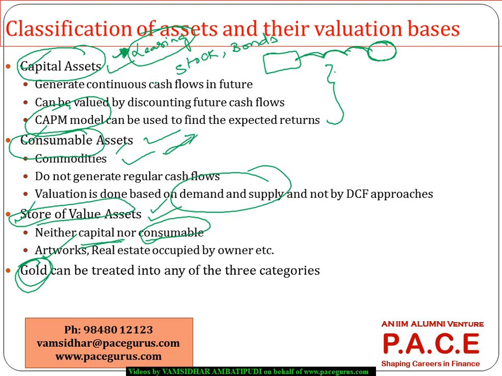So gold is one such commodity which is not the same as any other typical commodity, but it can be classified into any of the three types. The valuation of gold purely depends on the kind of use it is being put to.